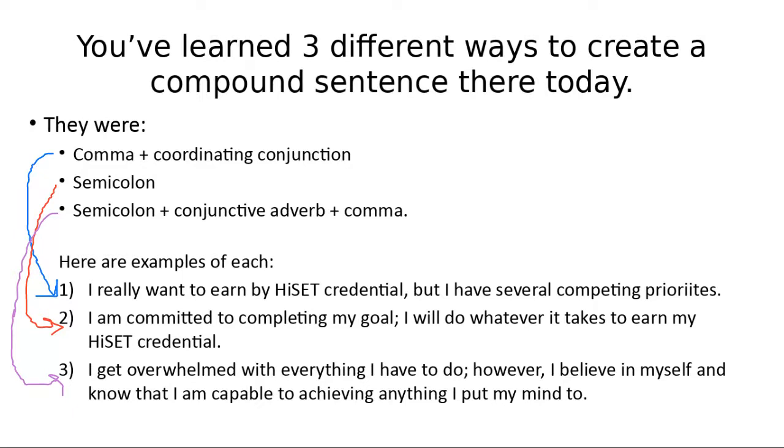Okay, well, here's our conjunction point right here, and it has the formula that we're looking for. Semicolon, conjunctive adverb, and comma, so we've got that covered. If I look at the left of it, I get overwhelmed with everything I have to do. That's an independent clause. That could stand alone by itself. If I look at the right of it, I believe in myself and know that I'm capable to achieve anything I put my mind to. That works too. That's an independent clause. So here are the three different methods that I showed you for creating a compound sentence, and this is what each of them look like.